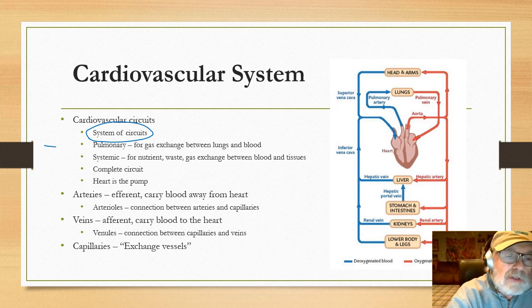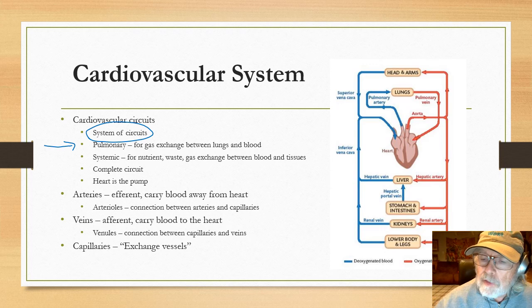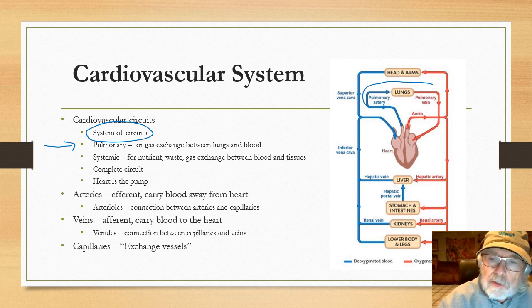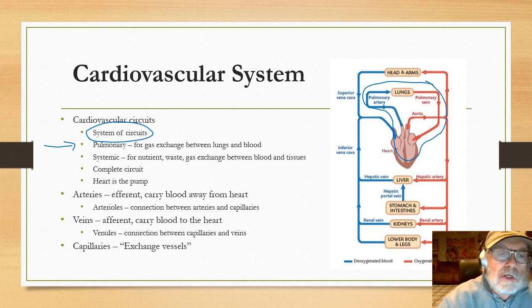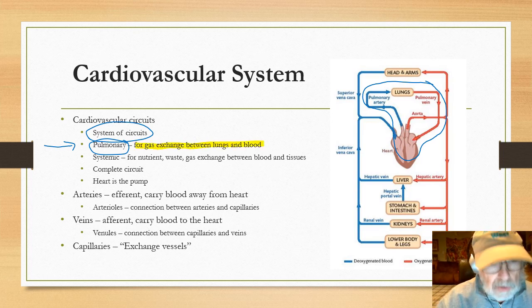The first circuit we have is called the pulmonary circuit. If I look at this little diagram here, what I've outlined in red involves my pulmonary circuit. We know that it involves the lungs, because pulmonary means lungs, okay? And this part is for the exchange of gases between the blood and the lungs.